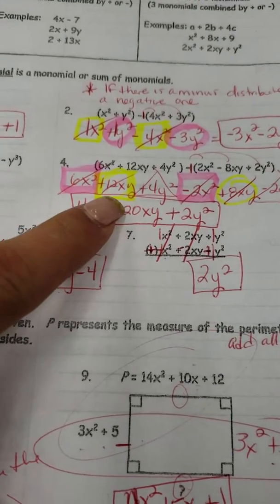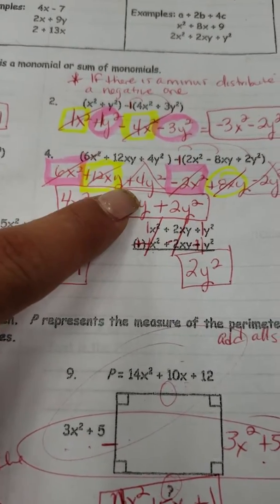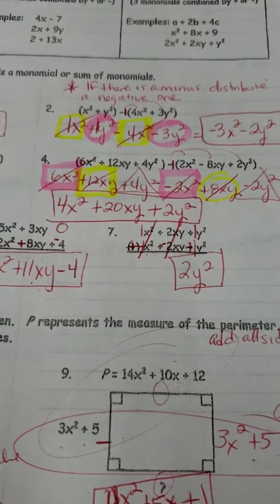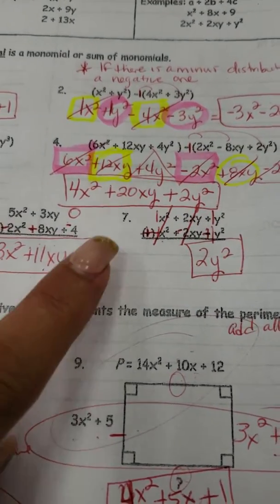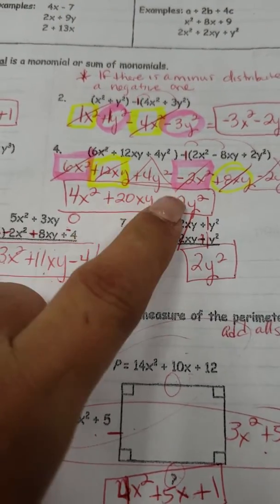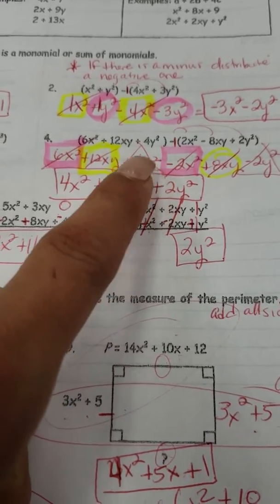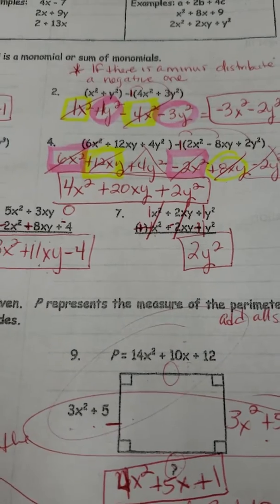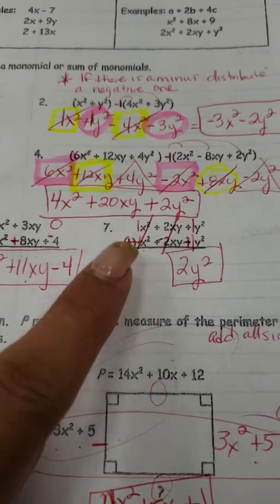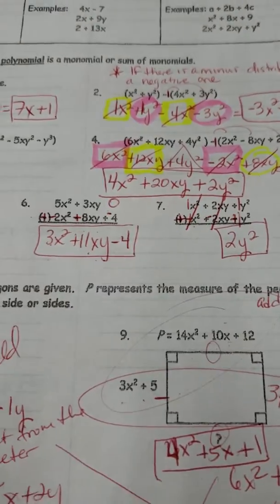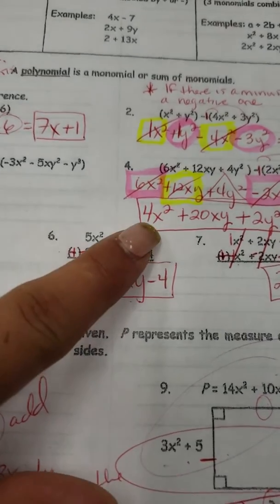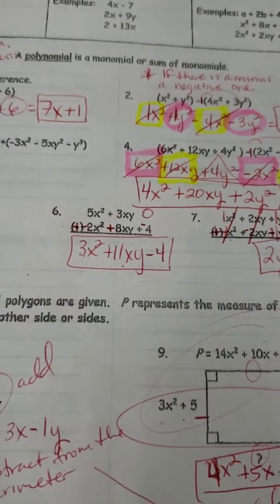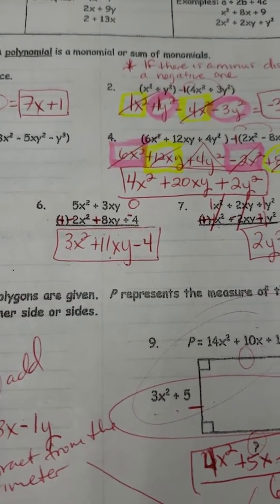Then with yellow highlighter, I boxed the xy, so 12 plus 8 is 20. And then just the y squared, we were left with 4y squared minus 2y squared, and those are like terms, so 4 minus 2 is 2, positive, so plus 2y squared. Again, the variable doesn't change and the exponent doesn't change, only the coefficient, the number in front.